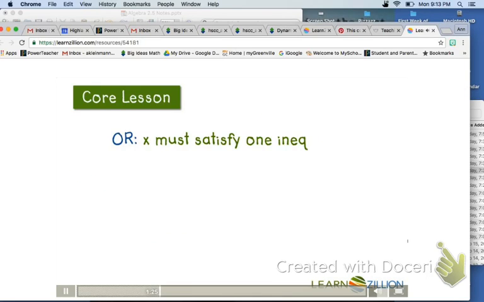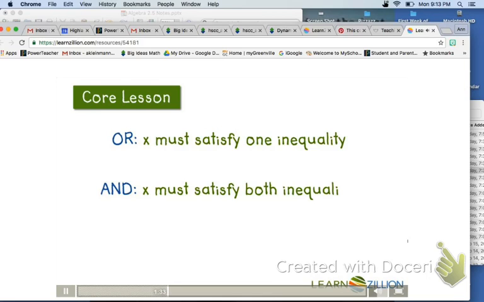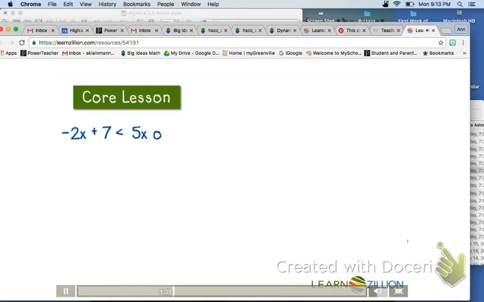The word or, when it comes to inequalities, means that x must satisfy one of those inequalities. If you have the word and, it means that x must satisfy both of the inequalities. Let's start with one that involves the word or. Negative 2x plus 7 is less than 5x, or 4x is less than negative 12. What we have here are two inequalities, but they're essentially one question. We can solve both inequalities, get our two solutions, and then whatever number we choose, in order for it to be a solution, it has to satisfy one of those inequalities.